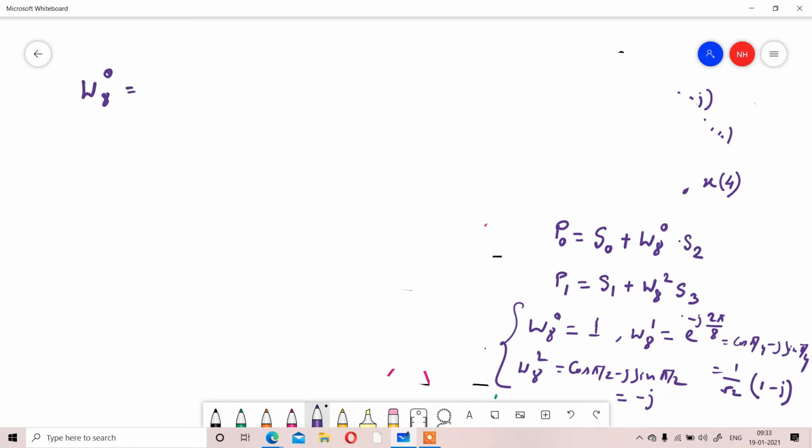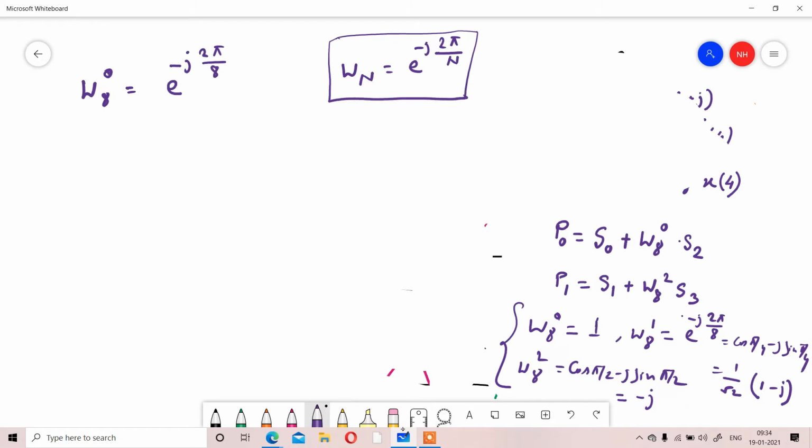W80. What is the value of W8? Value of W8 is e to the power minus j 2 pi by 8. As we know, Wn value is e to the power minus j 2 pi by n. So obviously W8 value will be e to the power minus j 2 pi by 8. So that to the power 0 means that to the power 0. So obviously it will be 1.